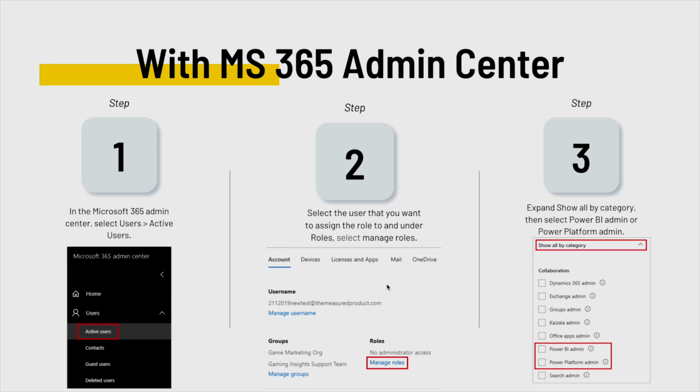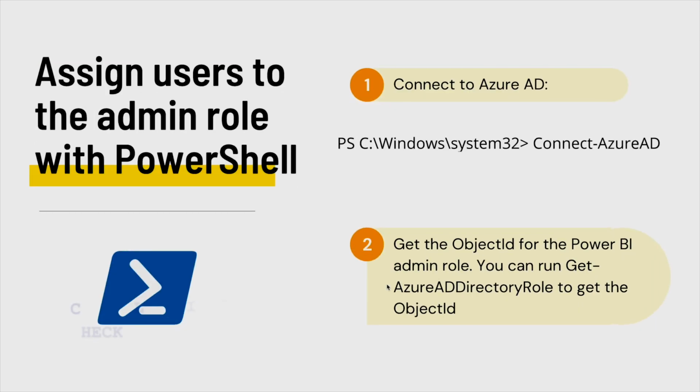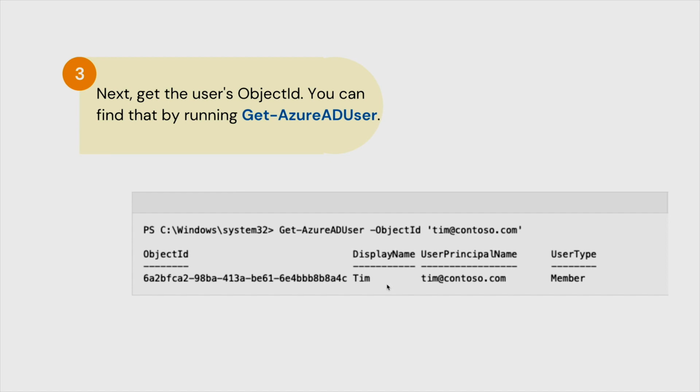Now let's discuss PowerShell. In order to assign users the admin role with PowerShell, first you have to connect to your Azure Active Directory. For that you can see the script, and I'll also provide the link to the complete documentation from where you can get it. The second step is to get the object ID for the Power BI admin role. For that, you can run the command Get-AzureADDirectoryRole and you will get the object ID. The third step is to get the user's object ID. To get it, you have to run another command, Get-AzureADUser. You can see on the screenshot that once you run this command, you will get the object ID for that particular user.